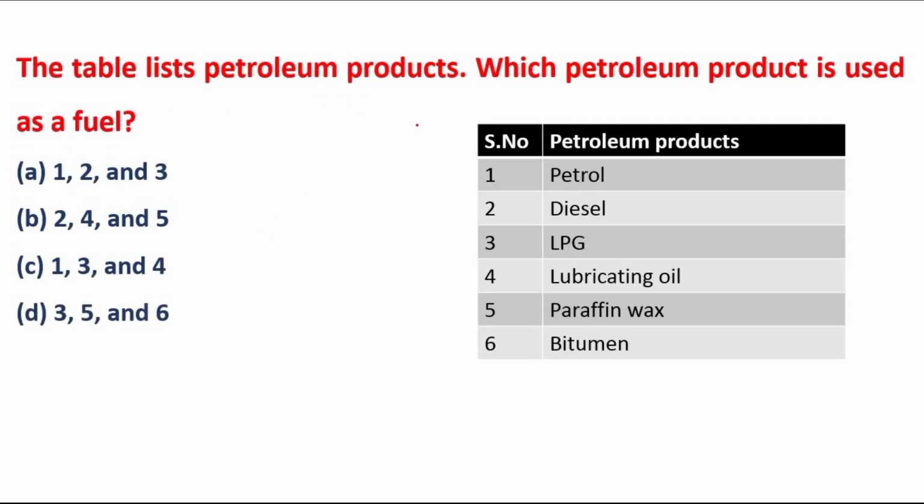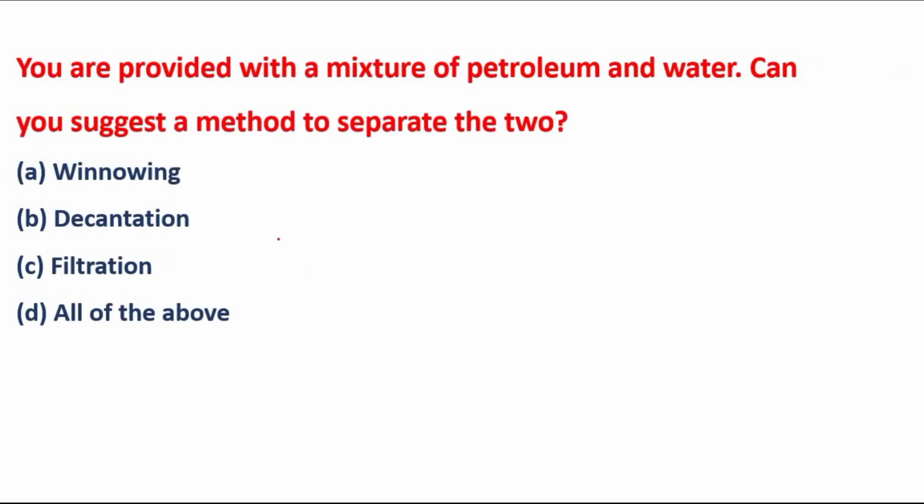The table lists the petroleum products. Which petroleum product is used as a fuel? We can use petrol, diesel and LPG as a fuel, but lubricating oil cannot be used as a fuel, paraffin wax cannot be used as a fuel, bitumen cannot be used as a fuel. Therefore, the correct answer is option A, 1, 2, 3. Petrol, diesel, LPG can be used as a fuel.